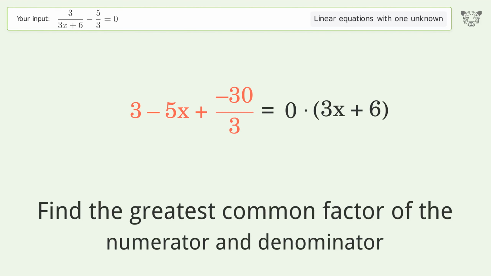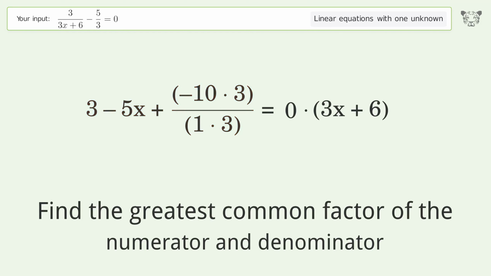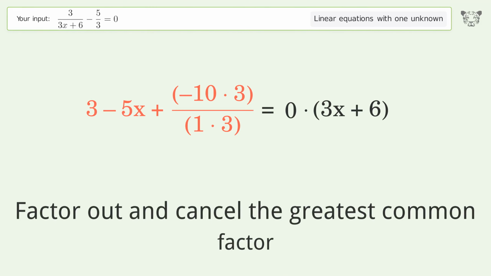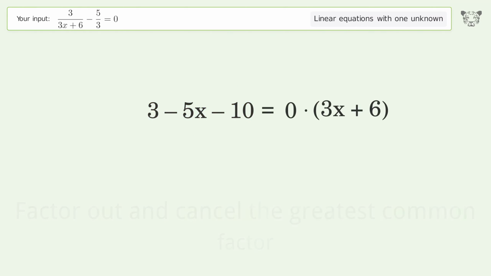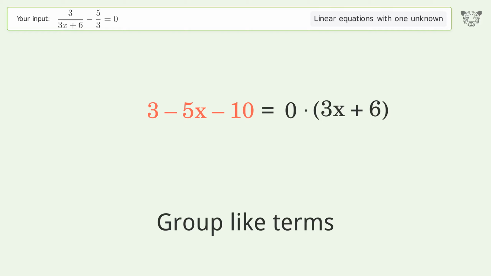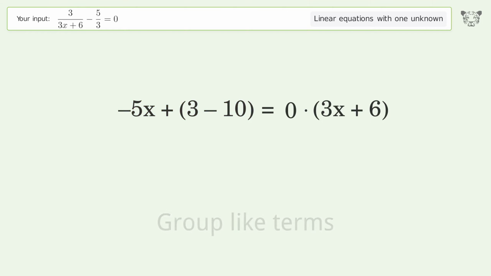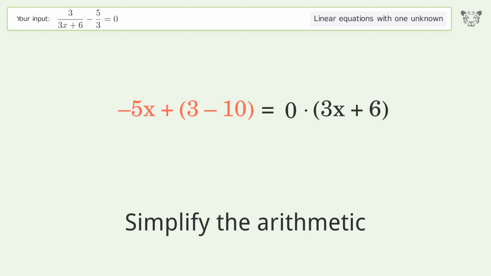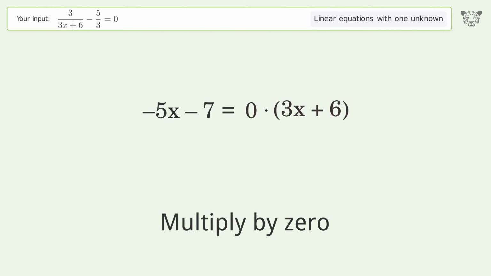Find the greatest common factor of the numerator and denominator. Factor out and cancel the greatest common factor. Group like terms. Simplify the arithmetic. Multiply by 0.